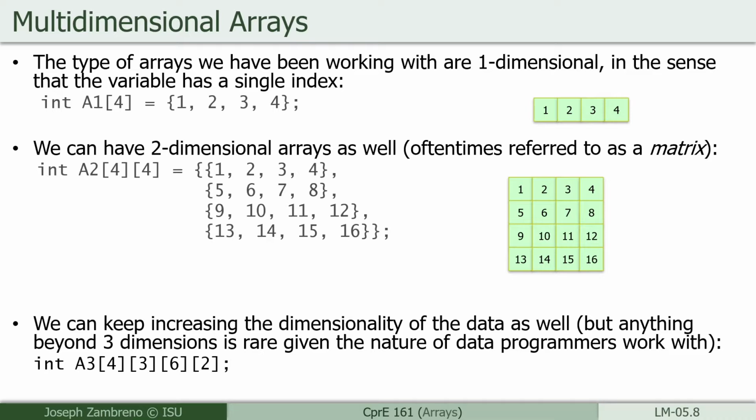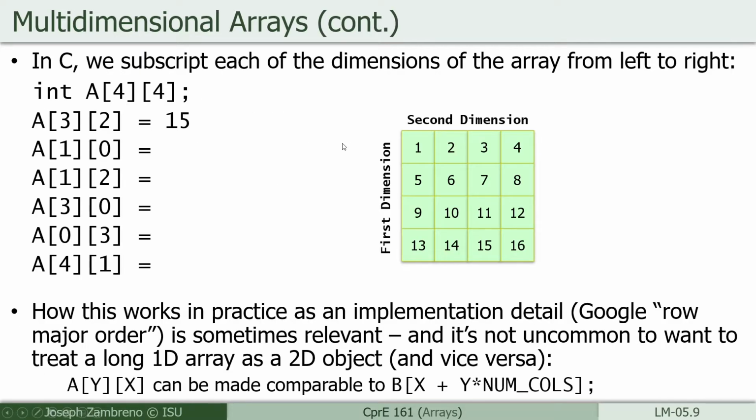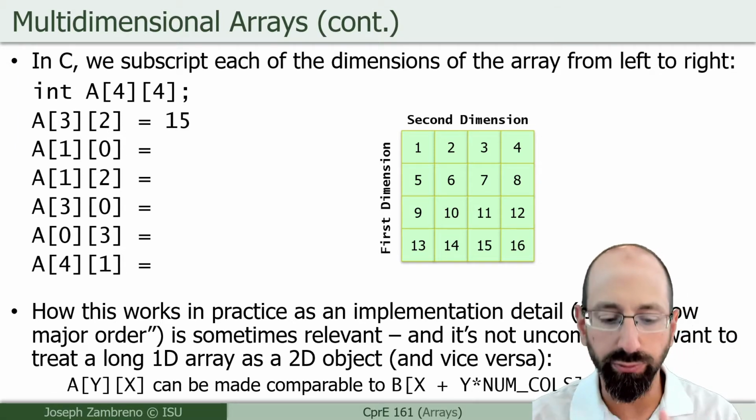1 is extremely common, of course, as we've seen. 2 is going to be relatively common. 3 is less common, but still certainly exists. 4, 5, 6, 7, something is going on a little atypical in your program, and it may be time to refactor a bit. So in C, we do our subscripting of our arrays going from left to right.